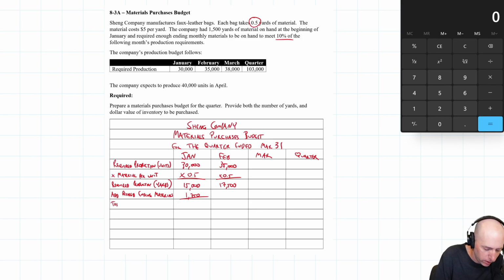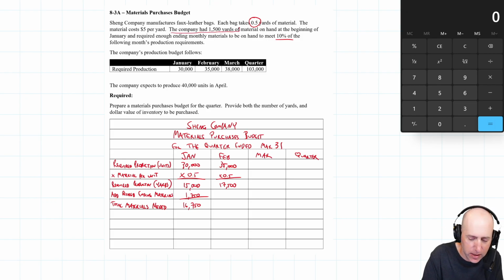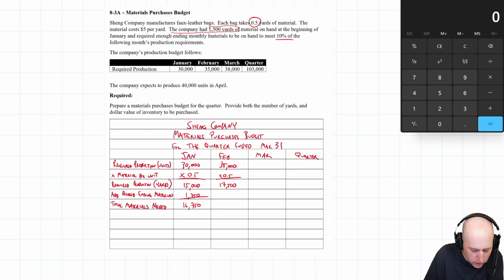So our total materials needed: 15,000 plus 1,750 is 16,750. Okay, so I need 16,750. What would mitigate this is if I already had some materials, and we do. It says the company had 1,500 yards of material to start the month. So I don't need to order those. So deduct beginning materials.